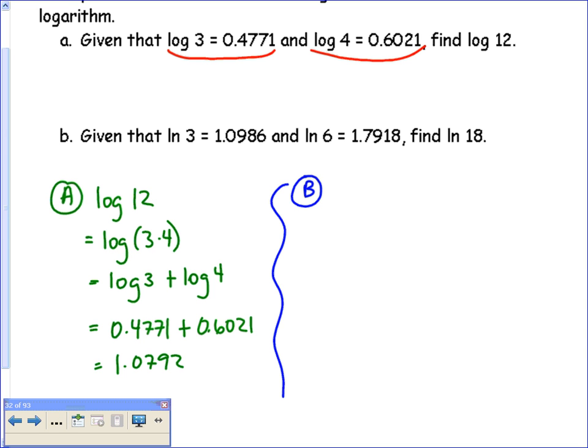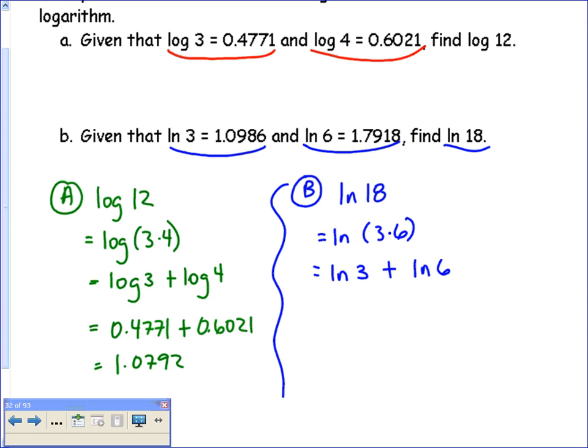Okay, and let's look at our second one. This time we've got the natural log of 3 and the natural log of 6, and I want to find the natural log of 18, not using our calculator. So I'm going to rewrite the natural log of 18 as the natural log of 3 times 6. And then, of course, that can be rewritten as the natural log of 3 plus the natural log of 6. Then plugging in values there and simplifying, I get 2.8904.